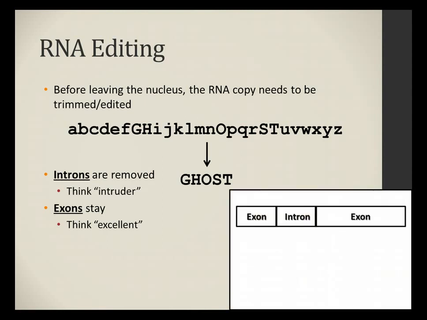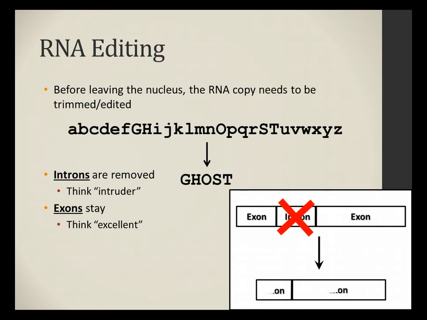So if here I have a sequence of RNA, so this is just a big sequence of RNA right there going all the way across. This part here is an exon, I want that to stay because it's excellent. This part here is an intron, I want that gone, it's an intruder. And this exon here, I want that to stay, that is also excellent. So in the editing, the final draft will be nothing but exons. All the RNA will be nothing but exons when all is said and done.